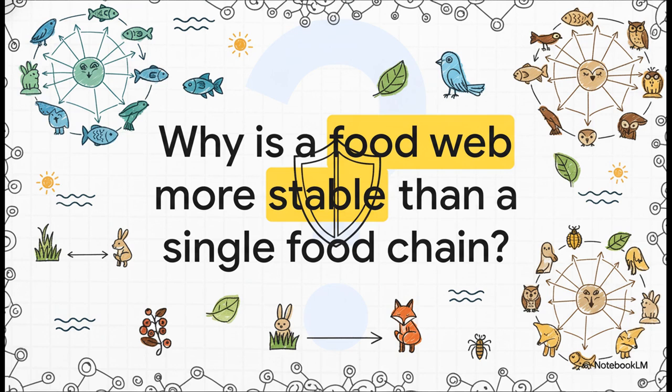Now, there is a very common question asked: why is a food web more stable than a food chain? The answer is quite simple. Because in a food web, an organism has multiple options for food. So if one of its food sources is not available, it can eat something else and survive. This provides more stability to the entire ecosystem.